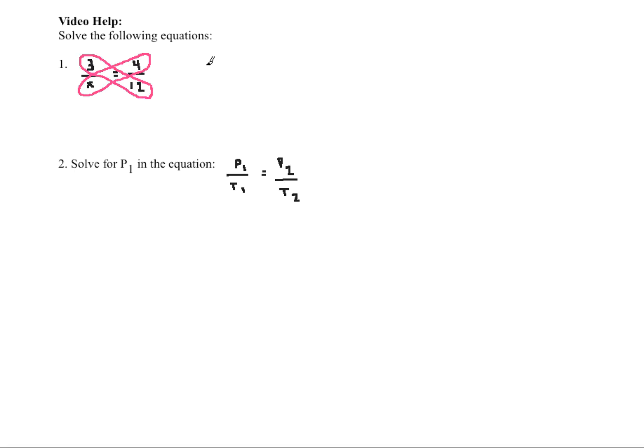And so what you end up getting is 4x, because I'm multiplying 4 by x, and I set that equal to 36. Now, in order to get x all by itself, since that's what I'm solving for, I'm going to divide both sides by 4. And so what I end up with is x equals 9. And that's it.